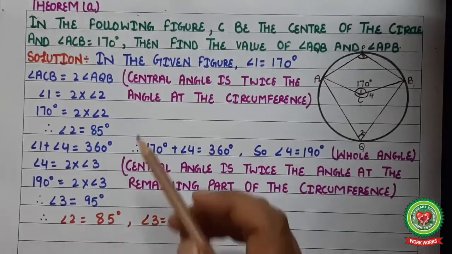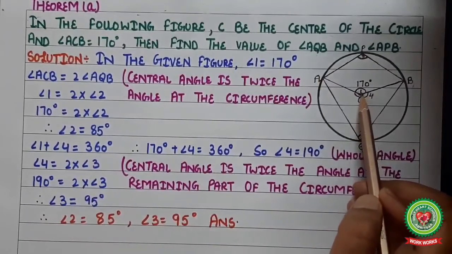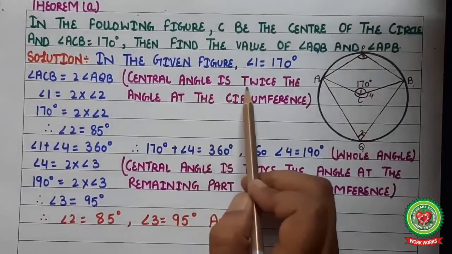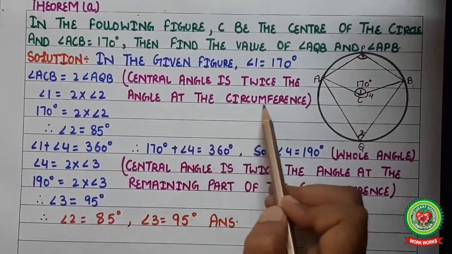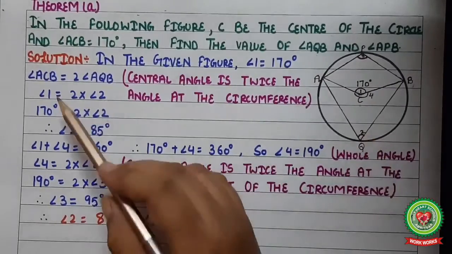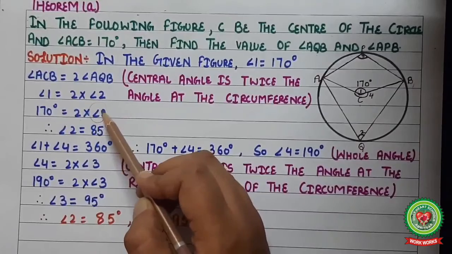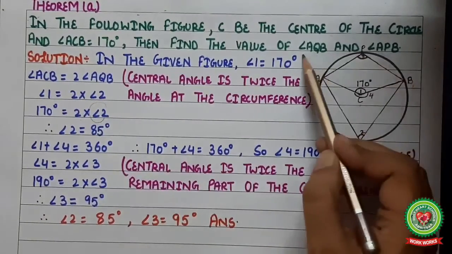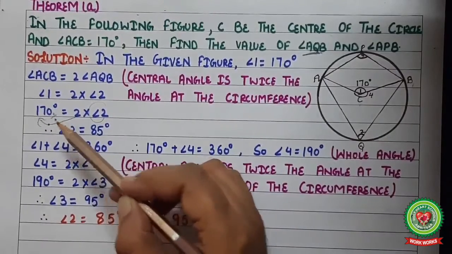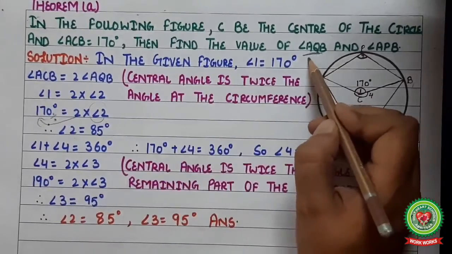Solution: in the given figure, angle 1 is equal to 170 degrees. As we have just done in the theorem, the central angle is twice the angle at the circumference. So it means angle 1 is 2 times angle 2. It means 170 is 2 times angle 2. We have to find angle 2, that is angle AQB. Now this 2 will be shifted to this side and divided. So angle 2 is equal to 85 degrees. So this is the answer of the first part.